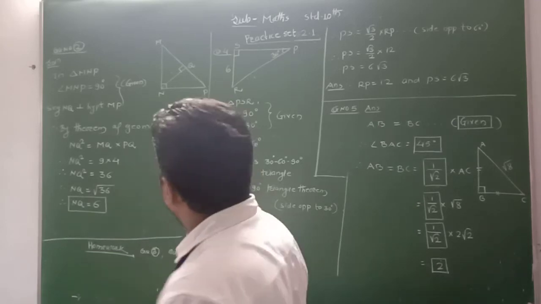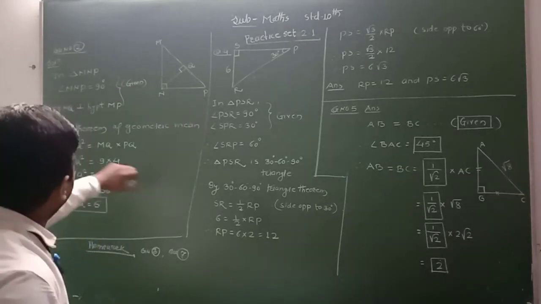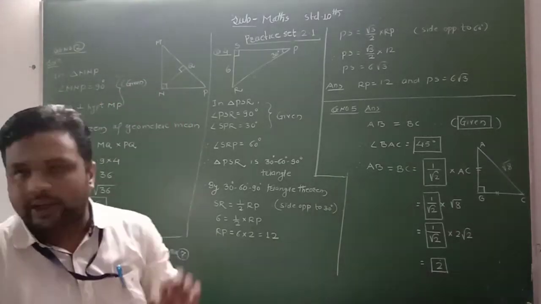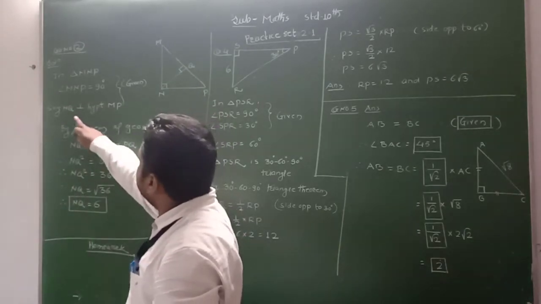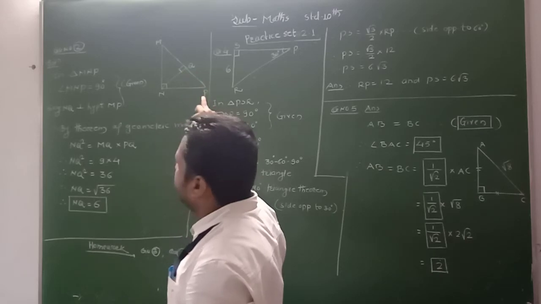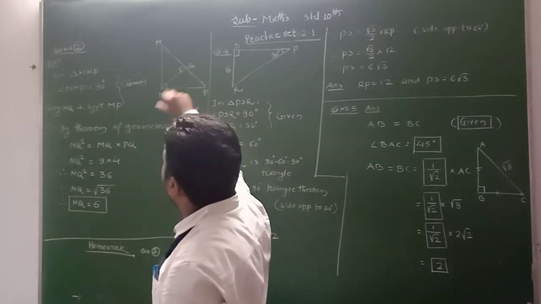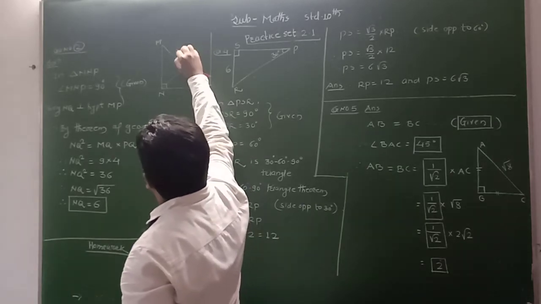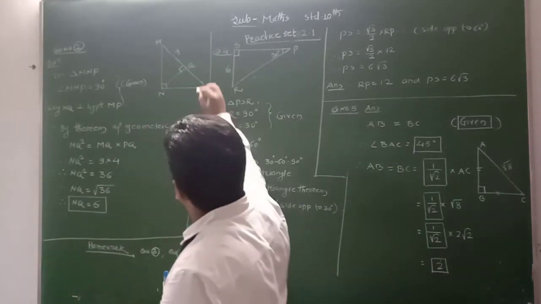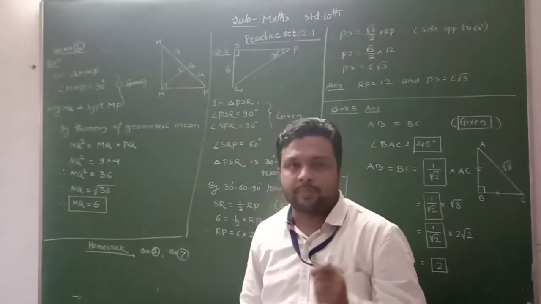In the given figure, or in triangle MNP, angle MNP is given 90 degrees, therefore this triangle is a right angle triangle. And segment NQ is perpendicular to hypotenuse MP. Here we have to find out the value of NQ. MQ is given 9 and QP is given 4. Now remember the theorem of geometric mean.